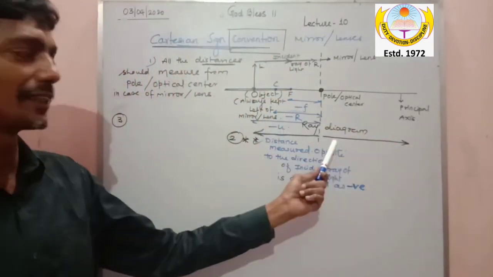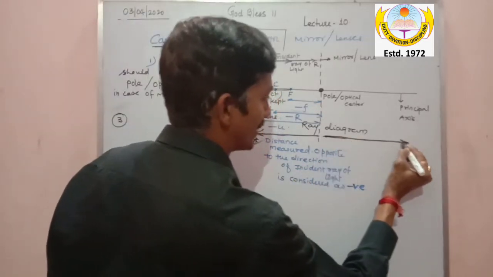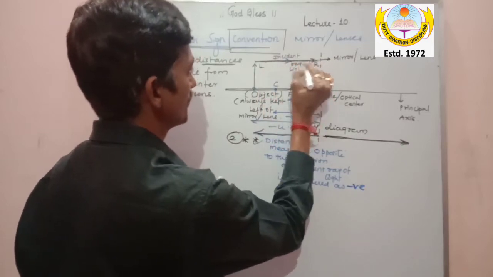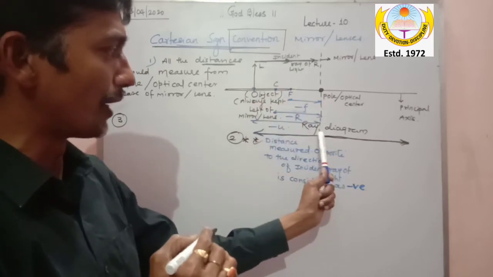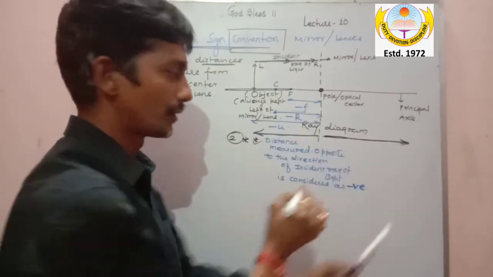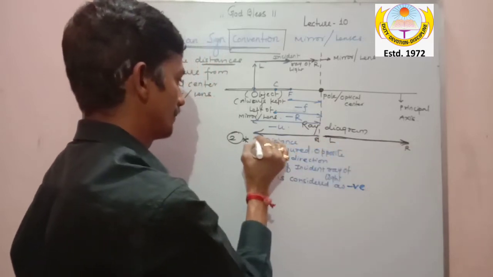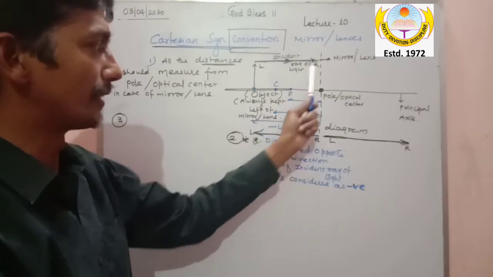That is, this distance you can see is measured in the same direction as the direction of the incident ray. The incident ray is going from left to right, and this is also going from left to right. So here I am writing L to R, and this is R to L. Because if this is L, it is L. So it is R, it is R.